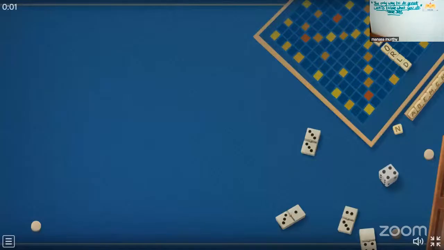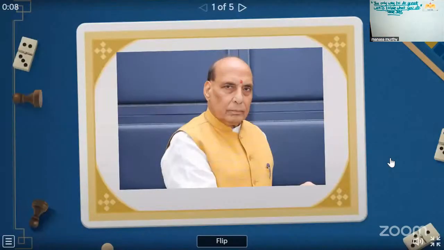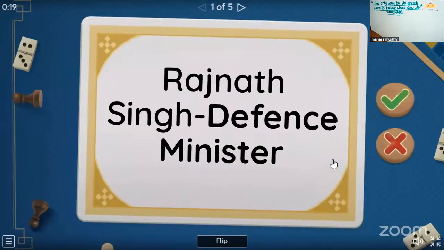Who is this personality? Any guess? Quickly, students. Famous personality from India. Any idea? Okay, let me help you out. He is Rajnath Singh, Defense Minister of India.